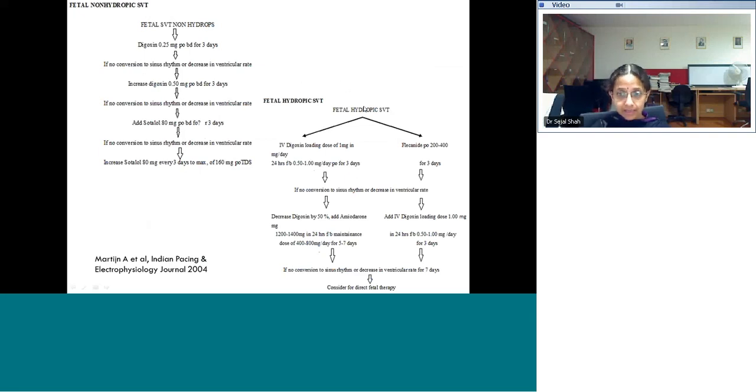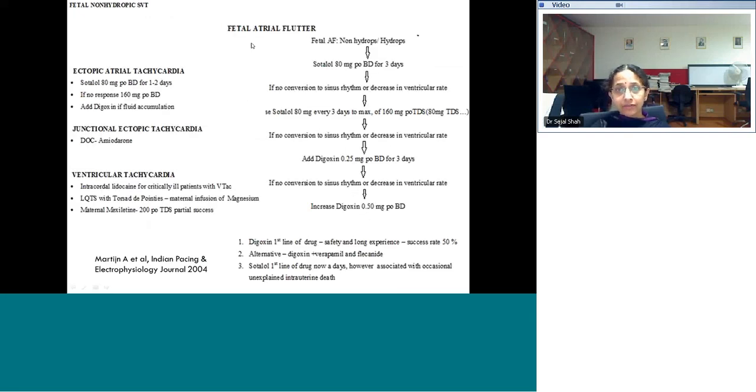However, if the baby has hydrops, then we would consider IV digoxin or flecainide. And then, if IV digoxin does not work, the digoxin dose is reduced and amiodarone is added. If flutter is suspected, then sotalol is considered to be the first line medication and not digoxin. So sotalol is started, and then if sotalol doesn't work, digoxin can be added as a second line medication.